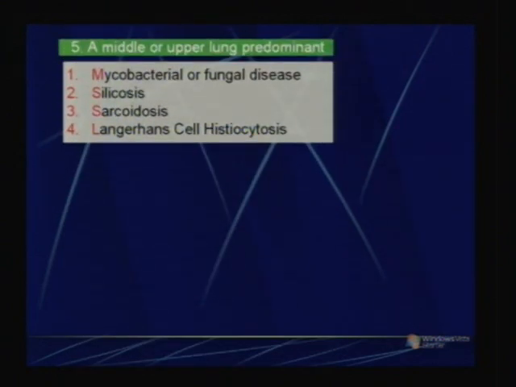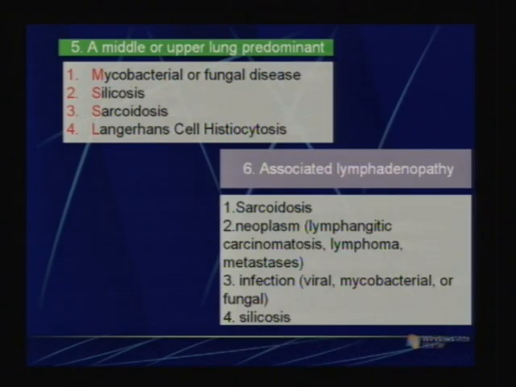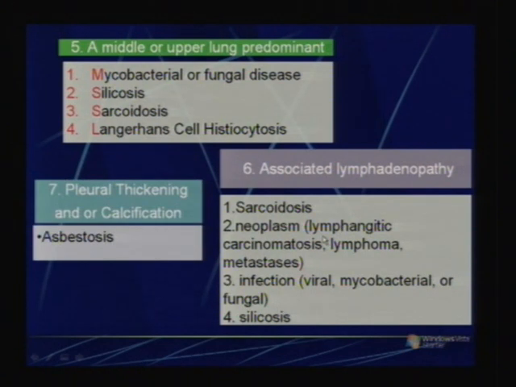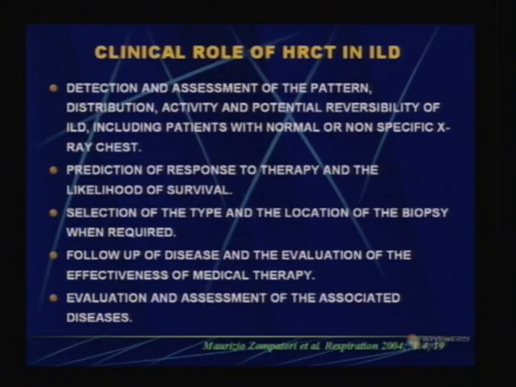Mainly middle or upper lobe involvement, the conditions are sarcoid, silicosis, and Langerhans cell histiocytosis. The conditions which are associated with lymphadenopathy are sarcoidosis, neoplasms, infections, and silicosis. If you have evidence of pleural thickening or calcification, again it is highly suggestive of asbestosis.